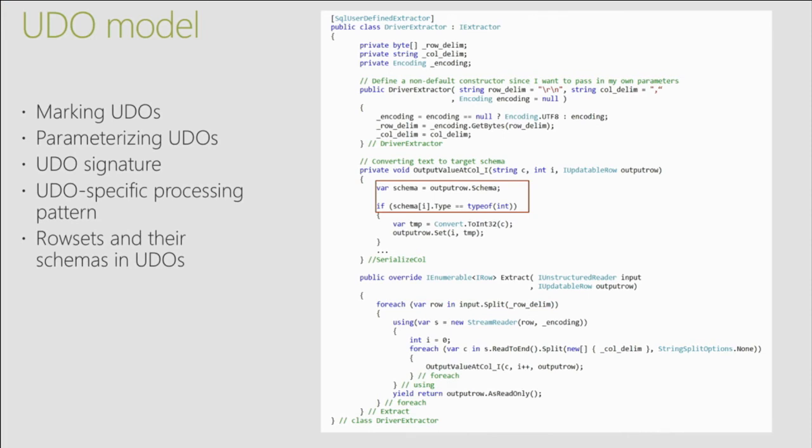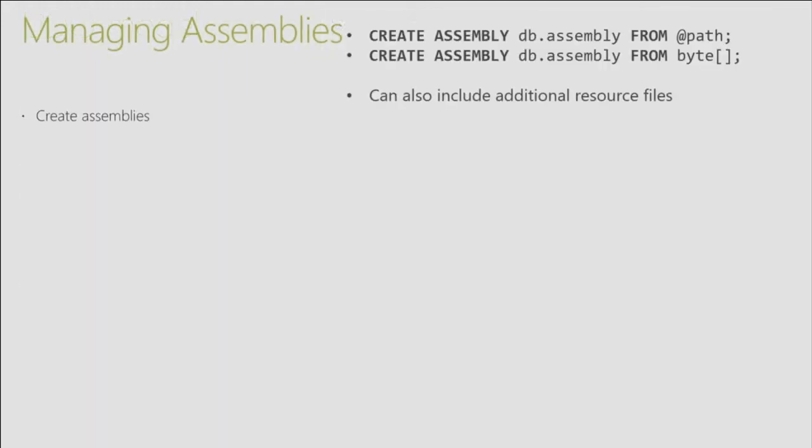So we also have access to the row set, and there's schemas in the UDOs. And you can either set the output by position or by name. So you have a lot of abilities to do interesting things with understanding the data types and the schema names that you are getting on the input and on the output.